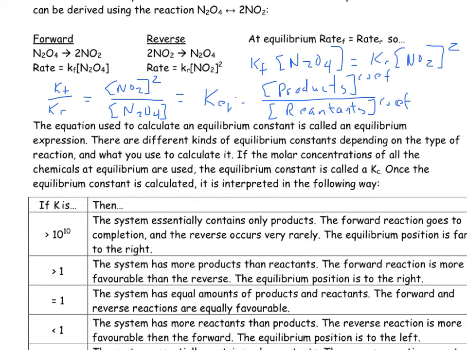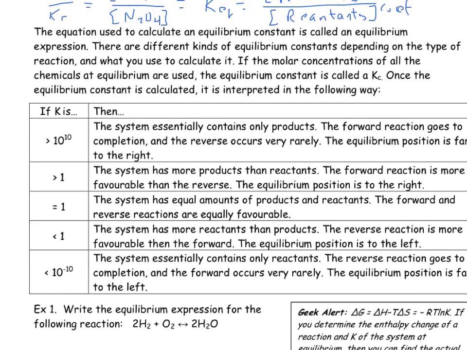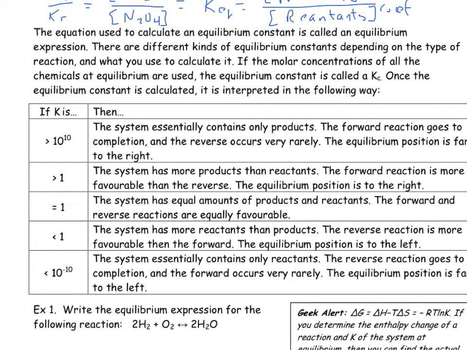There are different kinds of equilibrium constants depending on the type of the reaction and what you use to calculate it. If the molar concentrations of all the chemicals at equilibrium are used, the equilibrium constant is called a Kc, C standing for concentration. Once the equilibrium constant is calculated, it is interpreted in the following way. If the K value is equal to 1, that means the system has equal amounts of products and reactants. The forward and reverse reactions, therefore, are equally favorable or equally spontaneous.